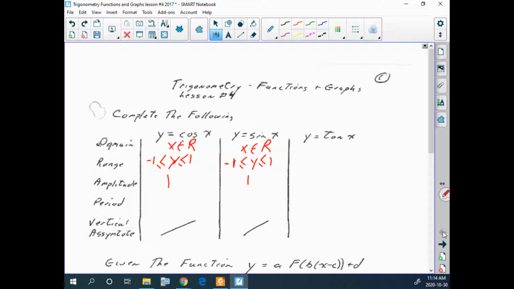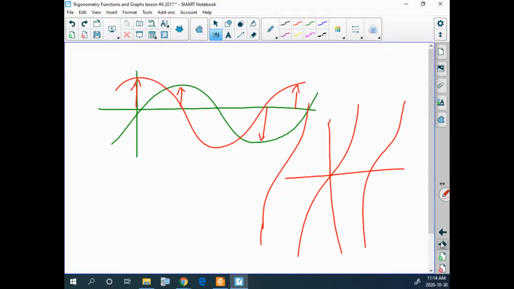Sine and cosine repeat themselves after one rotation of the circle. That's what we're doing: we're graphing the x coordinate, the cosine, as we rotate around the circle. So the period of sine and cosine is either 2 pi or 360 degrees, depending upon what language we happen to be speaking. And as you can see by my quick little sketch, there are no vertical asymptotes on those functions.